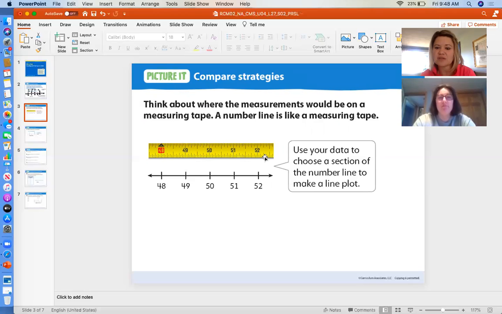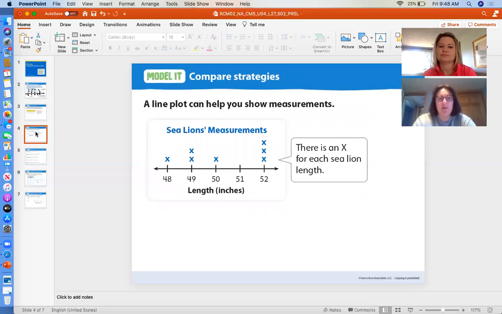The numbers are evenly spaced, they go in order, they start at the smallest measurement and end at the biggest measurement. So a number line is a lot like a measuring tape, and you can just use your data to choose a section of the number line to make a line plot, right? We didn't start at 0 and end at 100. We started at the smallest measurement and ended at the largest measurement. So we just kind of cut that measuring tape and put it right where we needed it. Yep. All right, so then a line plot can help you show measurements. So this is exactly what we drew, right? We have our X's above the inches, and then we have our title on there. So that kind of just shows us what we already did. So now let's look at answering some questions using our line plot that we just drew.